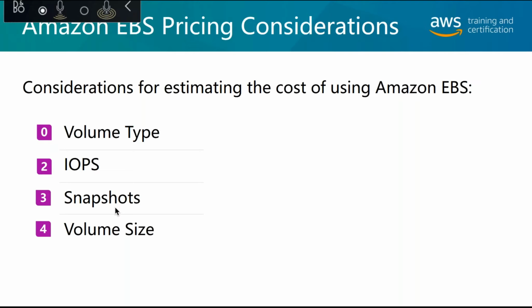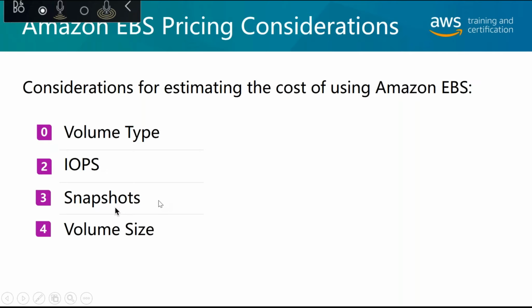When you're looking at EBS pricing, you have the volume type. So you can have, we said, SSD versus provisioned IOPS, right? And you could also have cold HDD, so you have SSD versus HDD. Then for provisioned IOPS, you have additional cost for the IOPS.